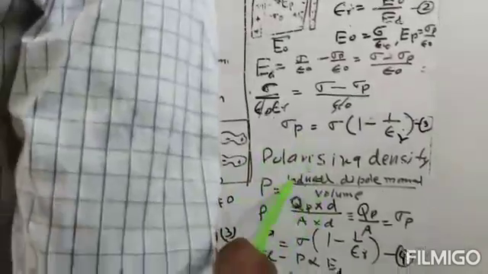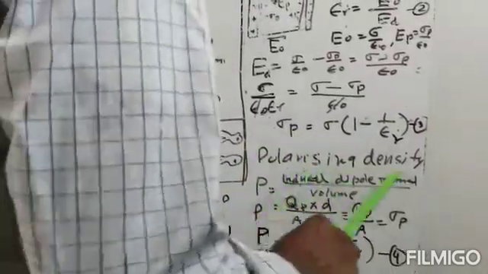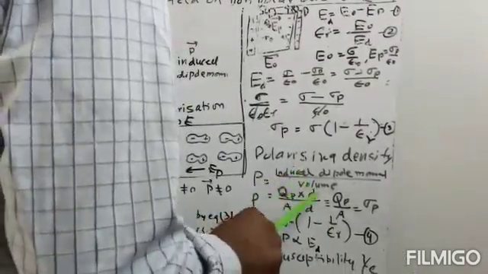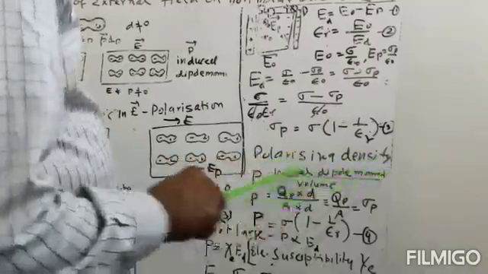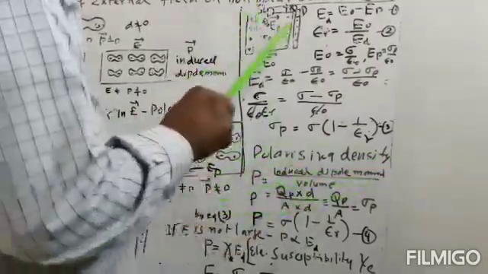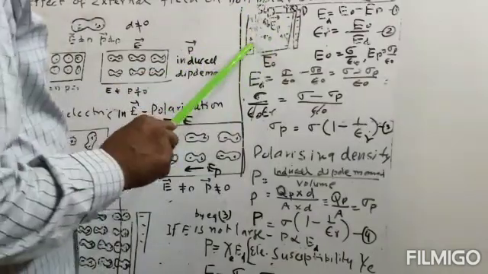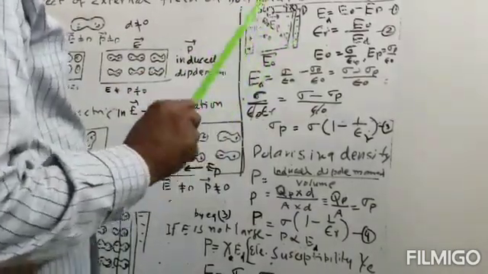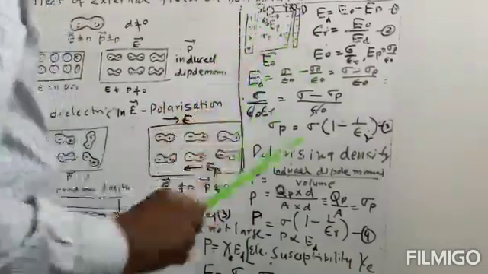So the dipole moment will be equal to charge Q multiplied by distance. Now, what is the polarization density? It is the dipole moment per unit volume. What will be the volume? If A is the area of this plate and this plate, then the volume will be equal to A into d.